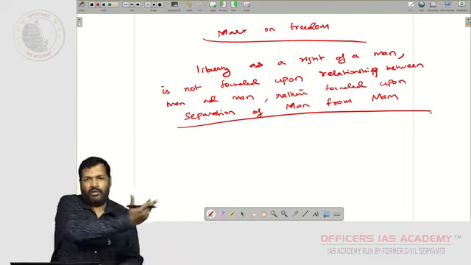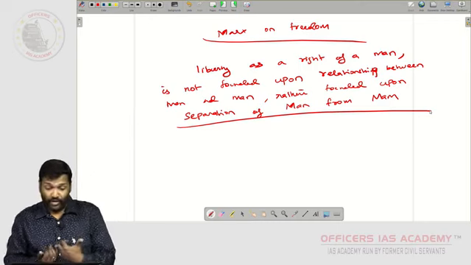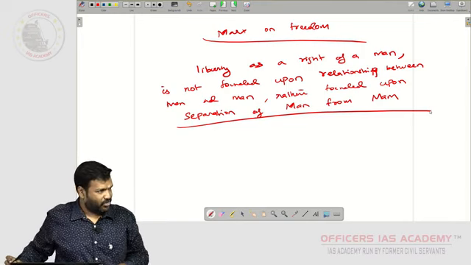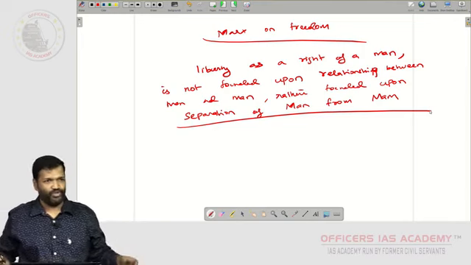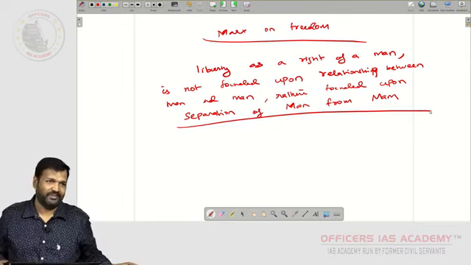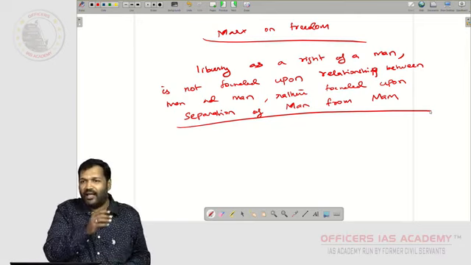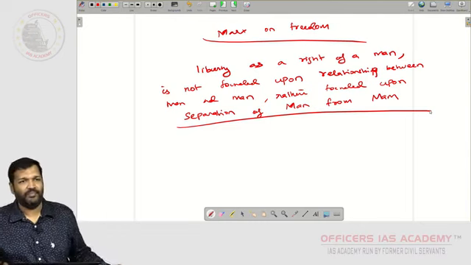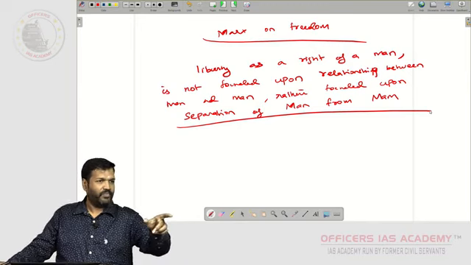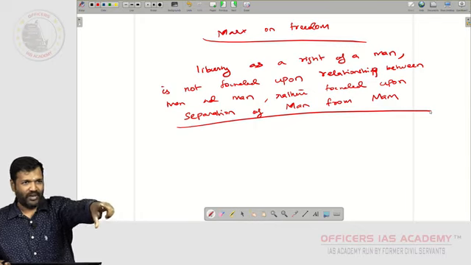So then, when will this concept of freedom relate man and man, and not separate them? Any guesses? When this freedom, notion of freedom. Marx has said freedom will separate man from man in capitalist society. Correct? That is what we have said. So when will freedom relate man and man? When? Think like Marx, don't think like you. Think like Marx. When?